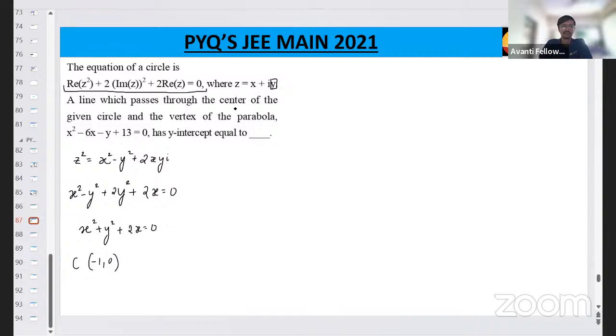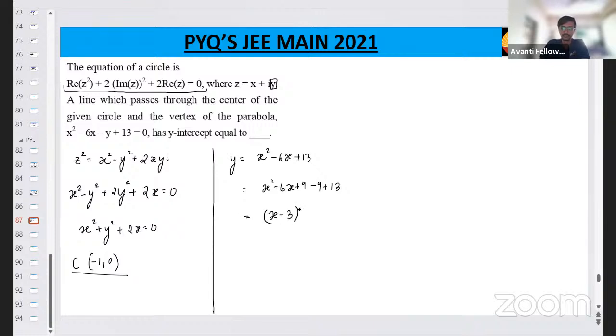So it is given that the line passes through the center of the circle and the vertex of the parabola. This parabola I can rewrite by bringing y to one side: x square minus 6x plus 13. We have to use completing the square. For completing the square, x square minus 6x plus 9. Once we add 9, we subtract 9 plus 13, so we get x minus 3 the whole square, plus 4. So y minus 4 here. What is the vertex of this parabola? It is 3, 4, right?